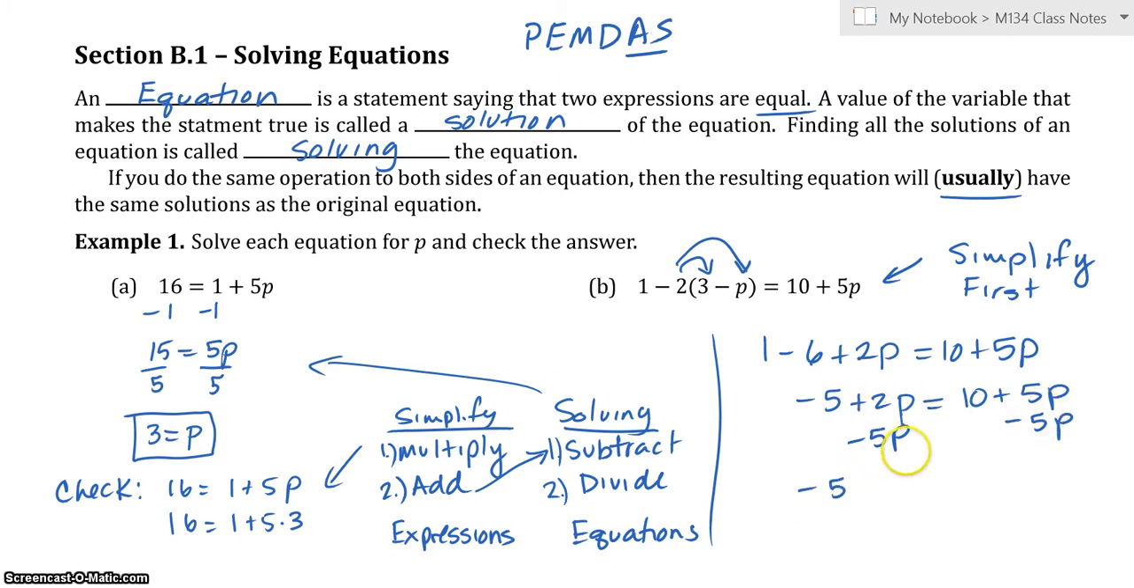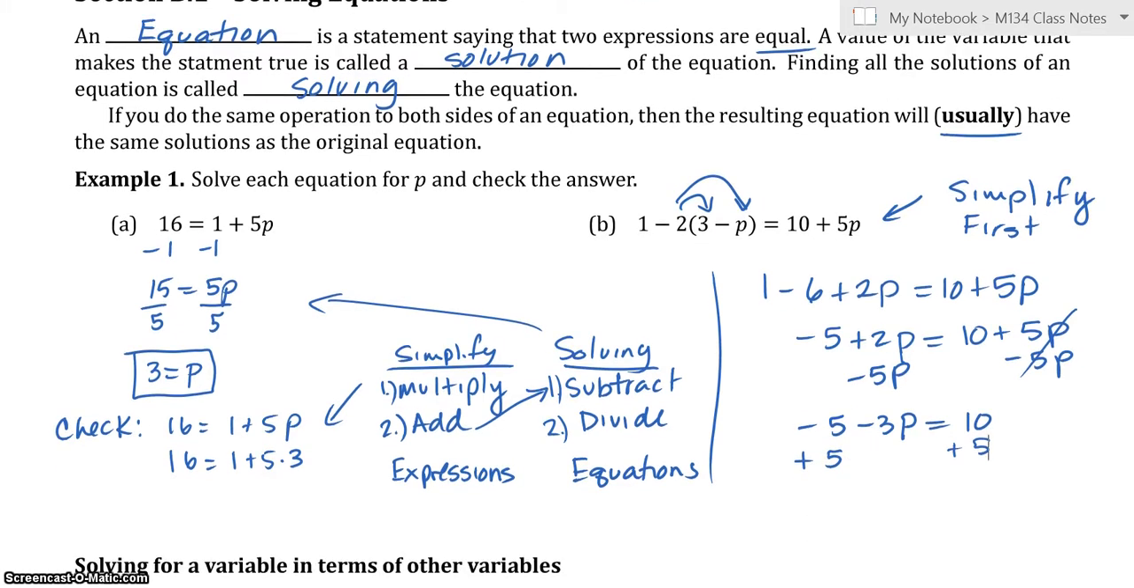2p and plus a negative 5p, or minus 5p, is negative 3p, is 10. These cancel, don't they? So now it looks like part A. So now this is a negative 5. So I'm going to add a 5 here to get rid of that negative 5. And then I'm going to write this as a negative 3p.